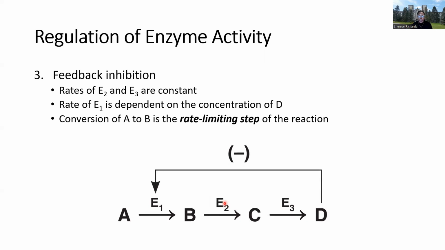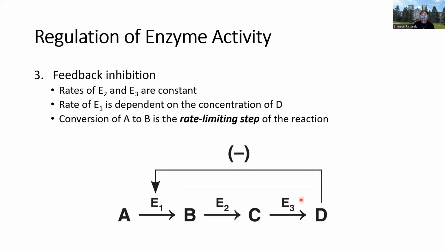Okay, here is a second example. So we have got the rate of enzyme 2 and 3 being constant, right? So these are not necessarily being affected by any product concentration, but the rate of enzyme 1 is being impacted by the level of product D. So if we have lots of D, because our reaction is being driven quite quickly or excessively, we're going to have lots of D that is going to actually go back and have inhibition onto enzyme 1. So it's going to slow down the rate of enzyme 1.